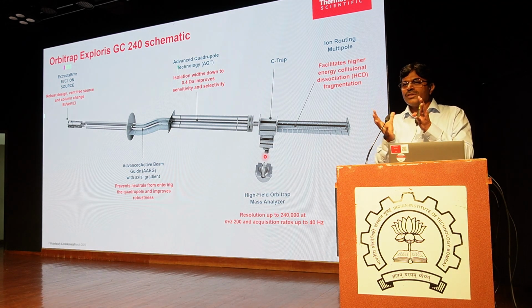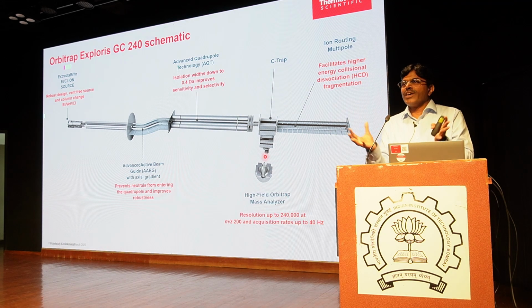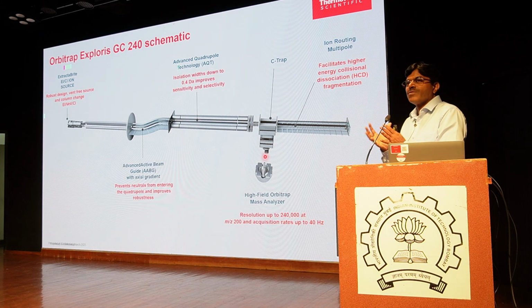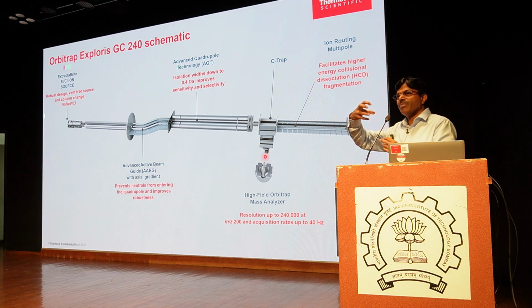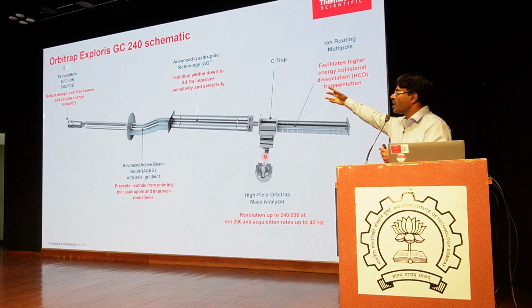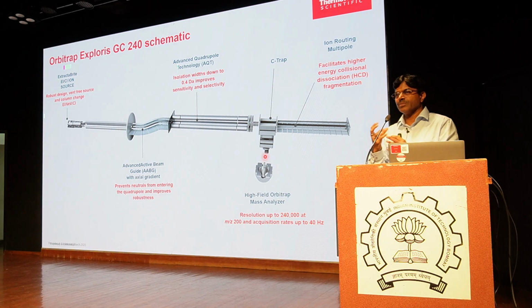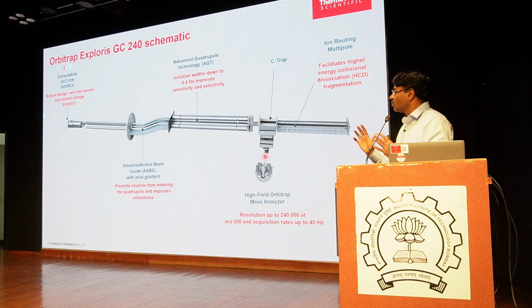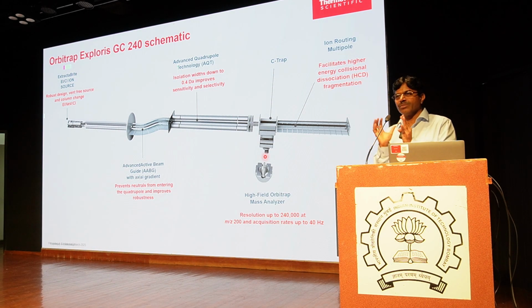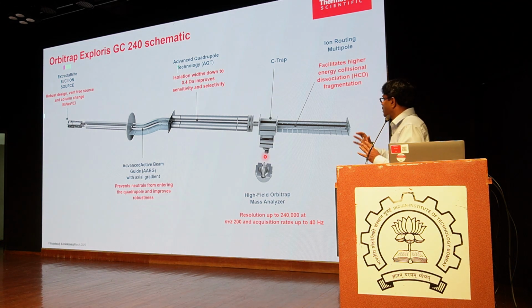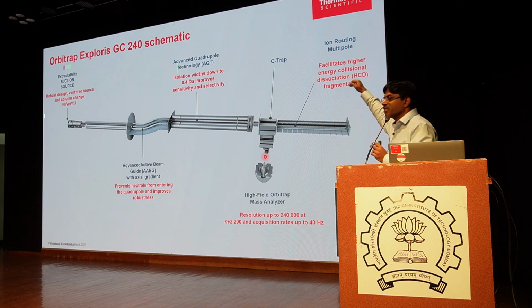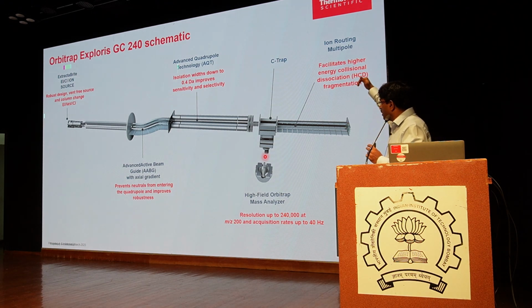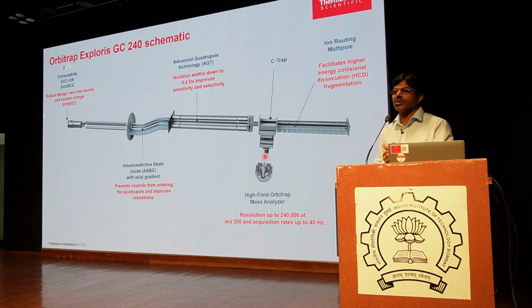So the quadrupole allows you to filter a cloud of ions or a range of ions, some sort of sample preparation. Then it goes to the C-trap. Those ions are coming with a certain kinetic energy, so we need to cool them and reduce the kinetic energy. We have nitrogen gas in the C-trap, which will cool these ions. And then we ramp up the voltage, because we want to introduce them into the Orbitrap. So we ramp the voltage and inject the ions into the Orbitrap.